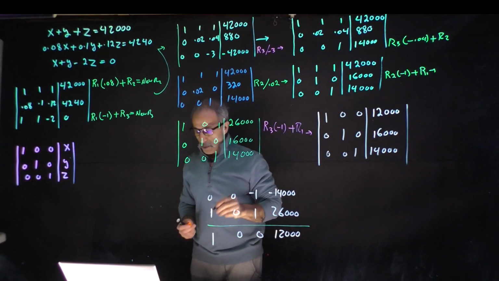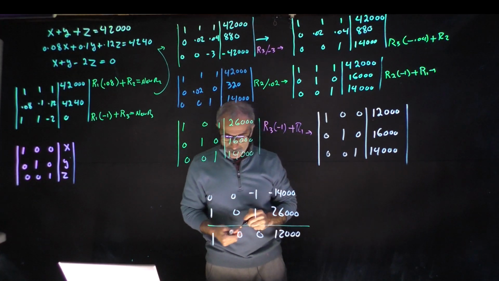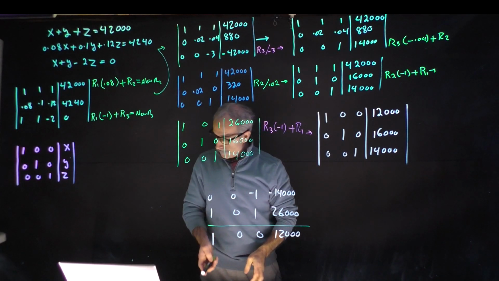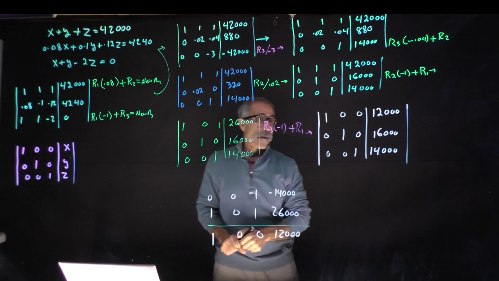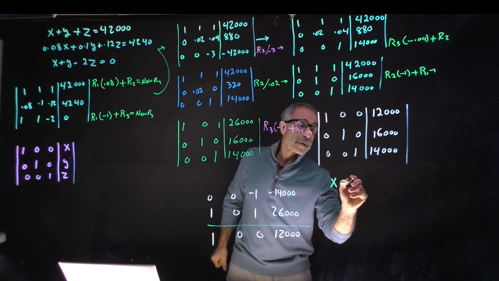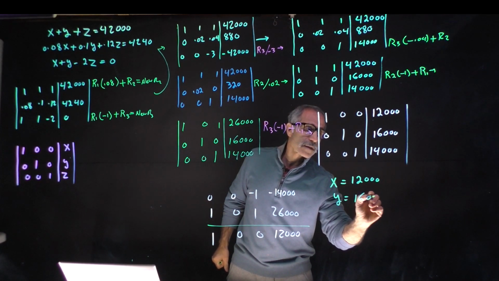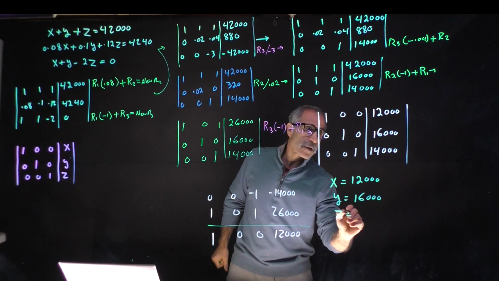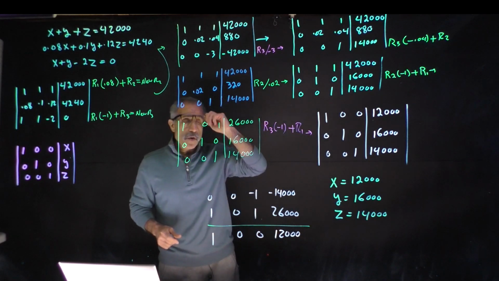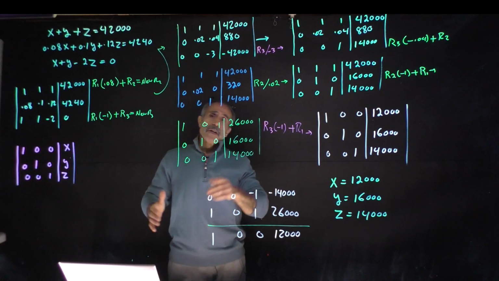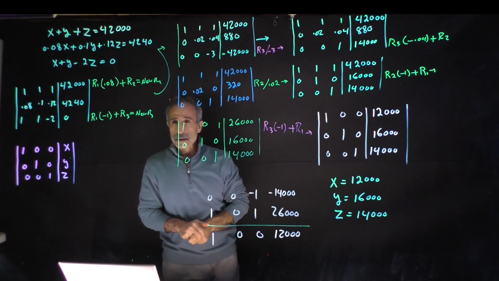So our answer came out to be, there's our answer. We can say, all right, X came out to be 12,000, Y came out to be 16,000, and Z came out to be 14,000. Now let's see how quickly we can find this answer using Microsoft Excel and using a TI-84 Plus calculator.